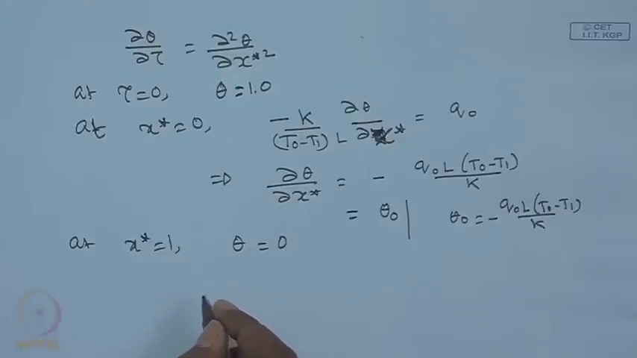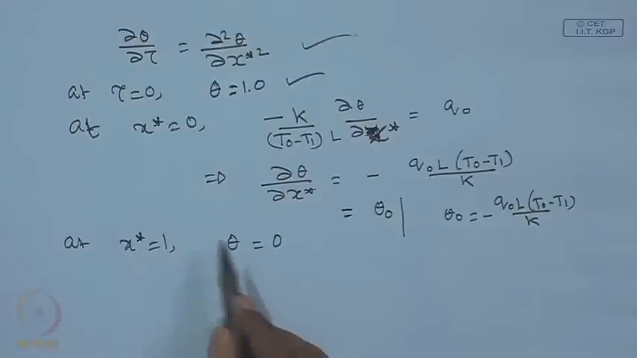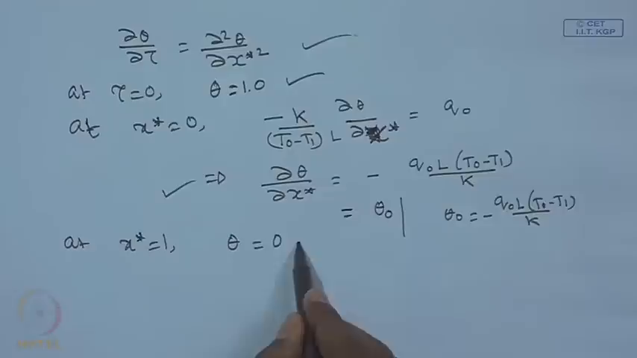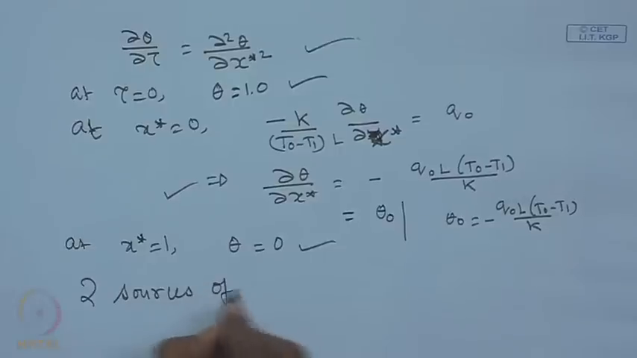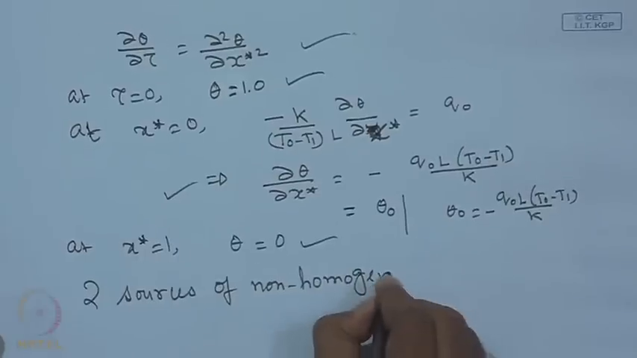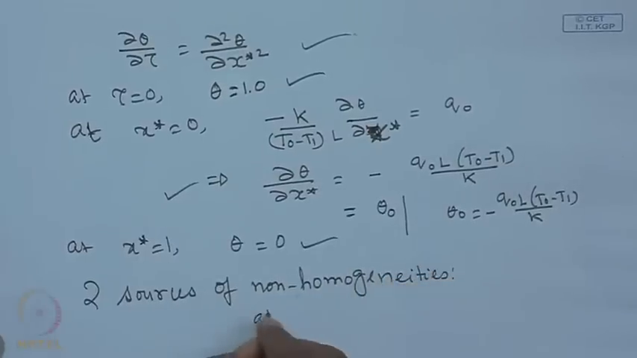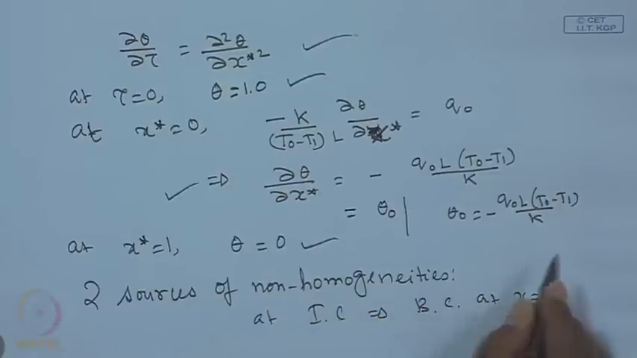Now, if you see the boundary conditions and the initial condition of this problem, the problem itself is homogeneous, the initial condition is non-homogeneous, the boundary condition is non-homogeneous at x star is equal to 0, but the boundary condition at x star equal to 1 is homogeneous. So, therefore, there are two sources of non-homogeneity in this equation. One is the initial condition and second is the boundary condition at x star is equal to 0. So, we have these two sources of non-homogeneity in this system.